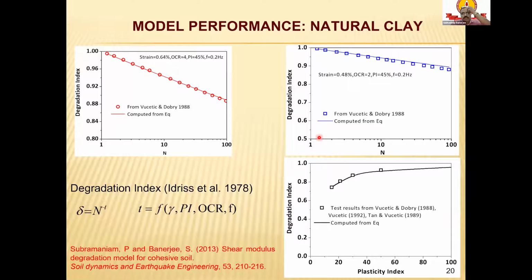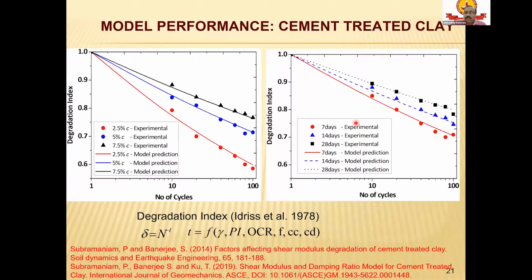Then we started checking the cyclic degradation performance. We saw that cyclic degradation is a function of strain, plasticity index, overconsolidation ratio, and frequency. We compared our results with other people's results, and all are quite the same or quite satisfactory. We repeated the same thing for the cement treated clay as well, and again we got a satisfactory comparison.